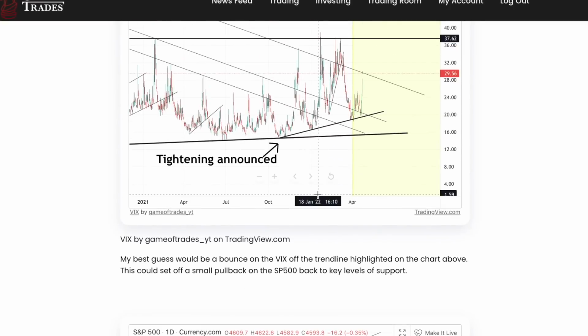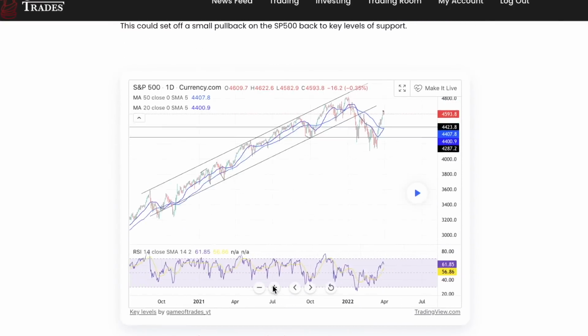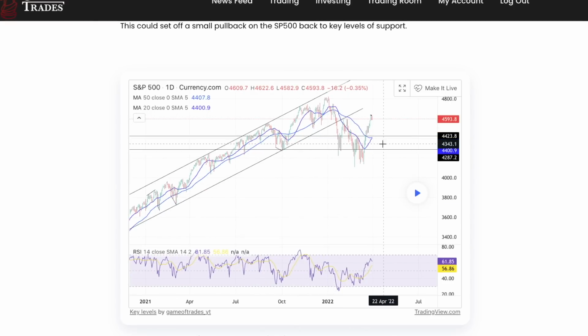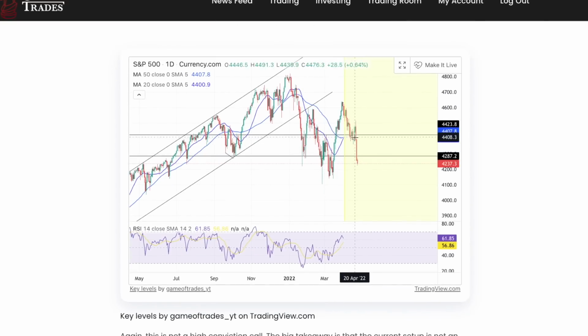In that article, we highlighted a few levels that we could go back to in the event of a correction on the S&P 500. Let's press that play button to see how they acted as support. And you can see these levels here acted as support, but since Jerome Powell spoke, we just cut through all of them like a hot knife through butter. So that's perhaps one worrying sign.